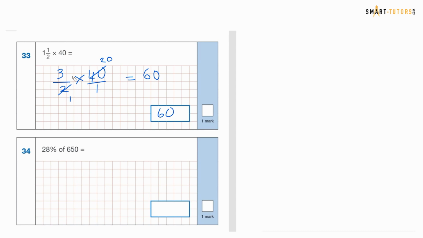The answer is 60. Question number 34 is 28% of 650. So this is a percentage question. So you do 28 over 100 times 650 over 1.